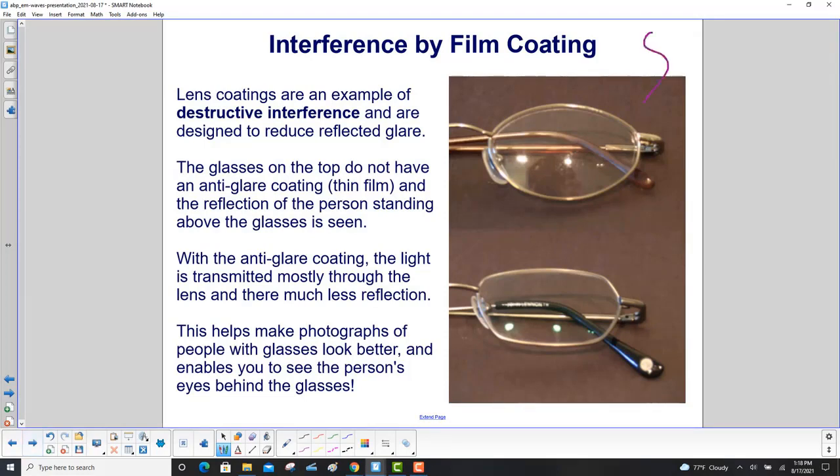The glasses on the top do not have an anti-glare coating or thin film, and the reflection of the person standing above the glasses is seen. Perhaps there's his head, there's his eyes, and here's the light in the room. Okay? With the anti-glare coating, the light is transmitted mostly through the lens, and there is much less reflection. Can't see the guy anymore. This helps make photographs of people with glasses look better and enables you to see the person's eyes behind the glasses.